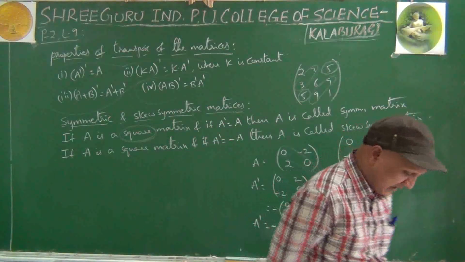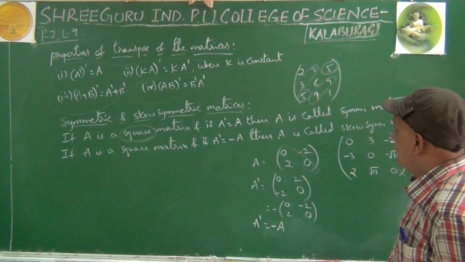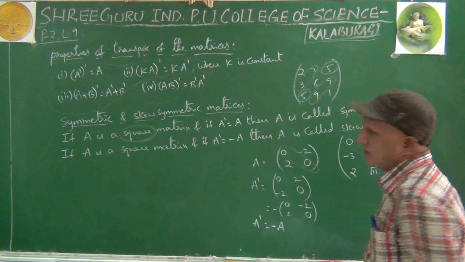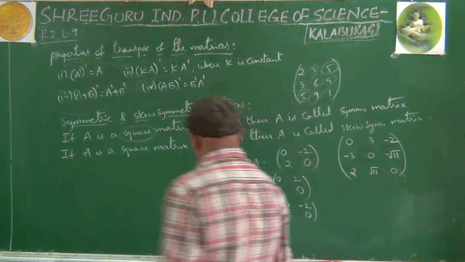Remember, symmetric matrix means A dash equal to A. A dash equal to A means symmetric matrix. A dash equal to minus A means skew symmetric matrix. Right?